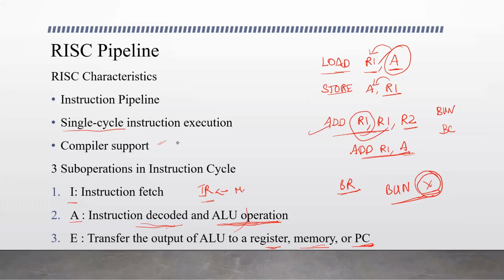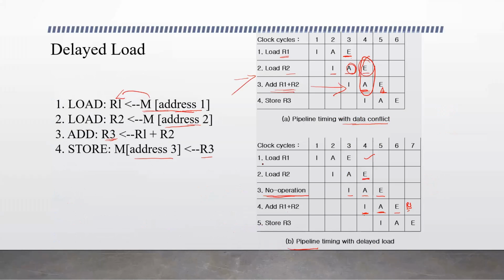The instruction cycle can be divided into three sub-operations: the first is instruction fetch, the second phase is instruction decode and ALU operation, and the third is transfer of the output of ALU to register or memory or PC. Here we have taken an example. The three sub-operations are run in different segments. It's a three-segment pipeline, run in different segments parallelly.